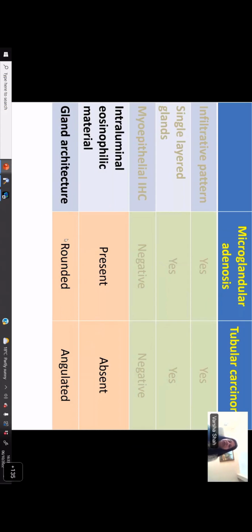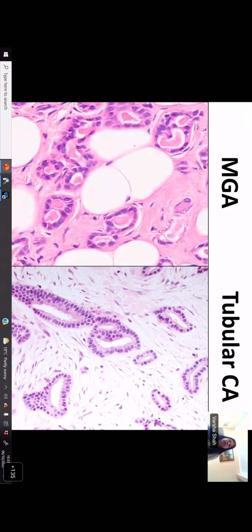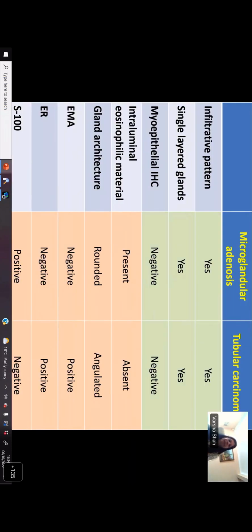The glandular architecture is rounded, while the tubular carcinoma has angulated glands. If you compare microglandular adenosis with tubular carcinoma, look at the tubular carcinoma glands. They are angulated, not rounded glands as you see in microglandular adenosis. There are no thick, rounded eosinophilic secretions within tubular carcinoma. So these two features are pretty diagnostic to differentiate tubular carcinoma from microglandular adenosis. And if you are stuck, obviously you can do immunohistochemistry.